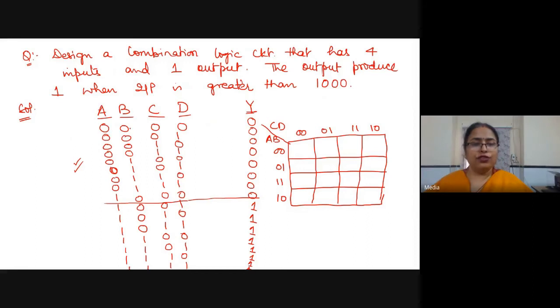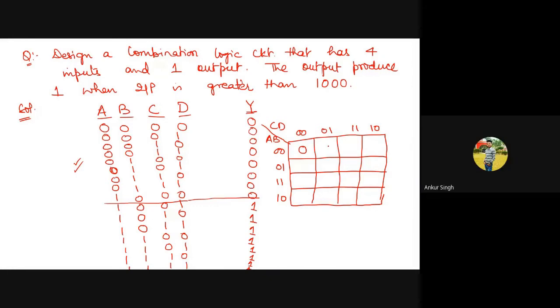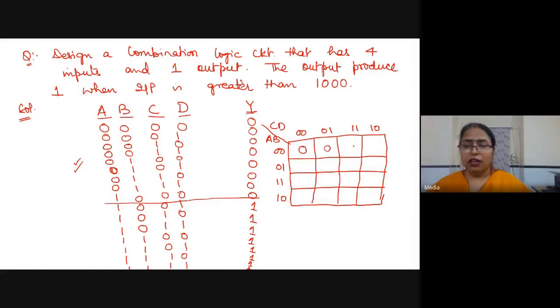Now for 0 0 0 0, the output is 0. Put 0 here. For 0 0 0 1, first, what should I write here? 0 or 1? 0, ma'am. Very good. Next. 0. Very good. Next. 0. Very good. Next, 0 1 0 0. 0. Very good. Next. 0 1 1 0, ma'am. 1. Very good.